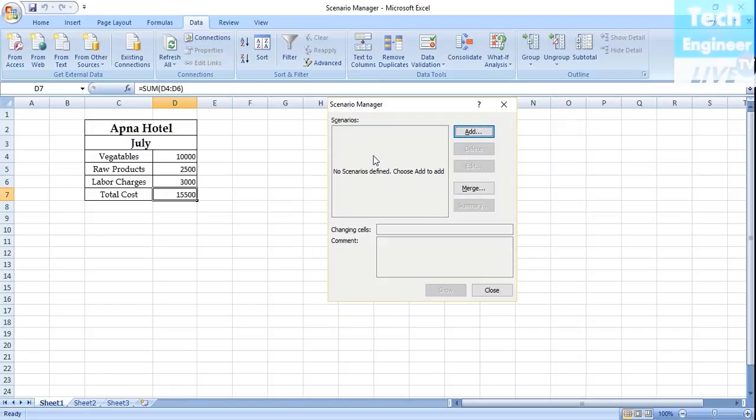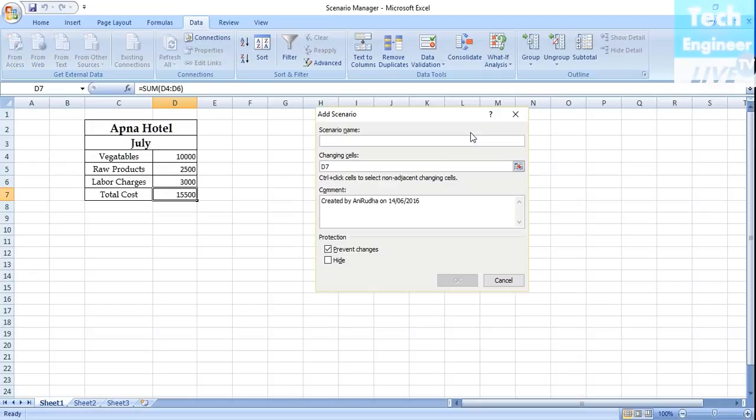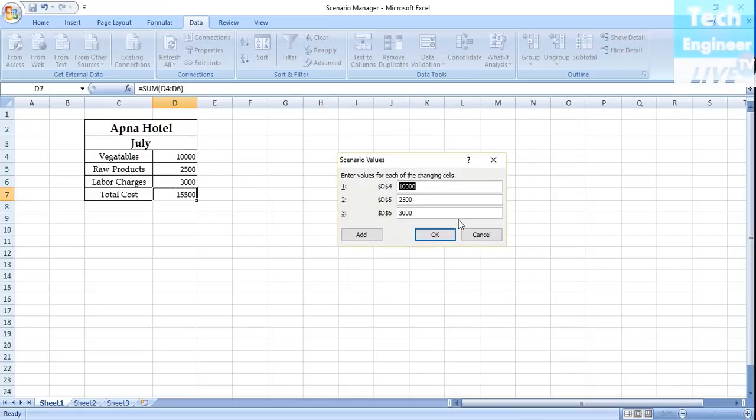For example, I create a new scenario for this expected price, which is 15,500 rupees as per the expectation. So there will be two more scenarios we are working with. One scenario name is minimum. Now the changing cells, we have to consider all these three cells. So these three cells will be considered.